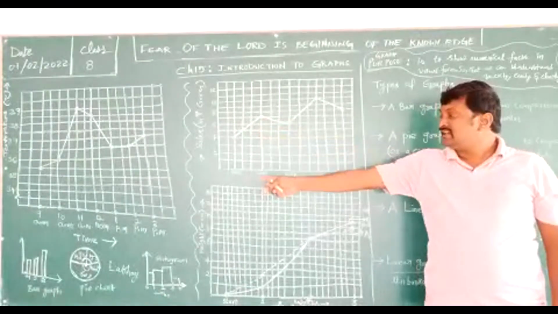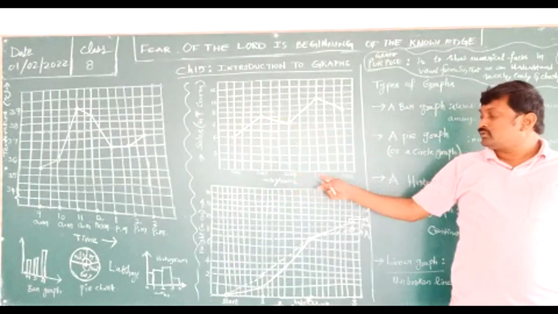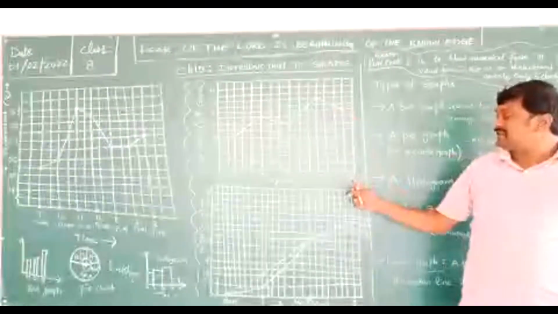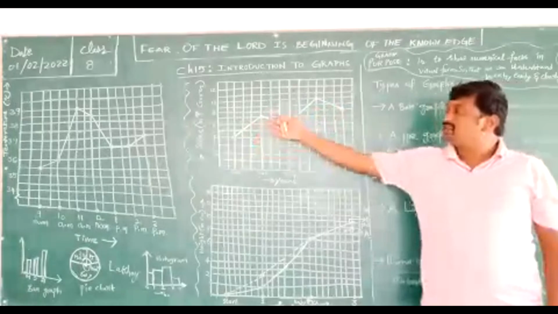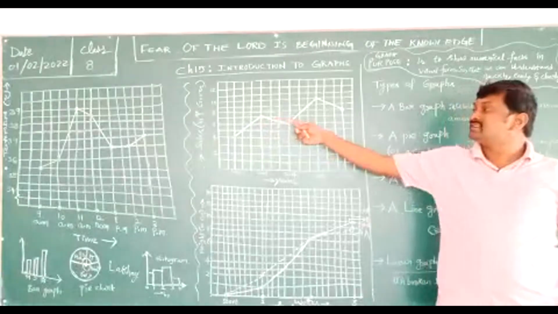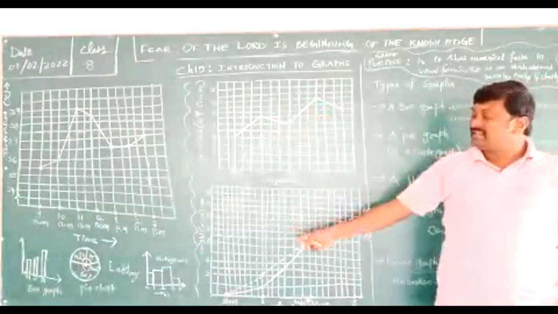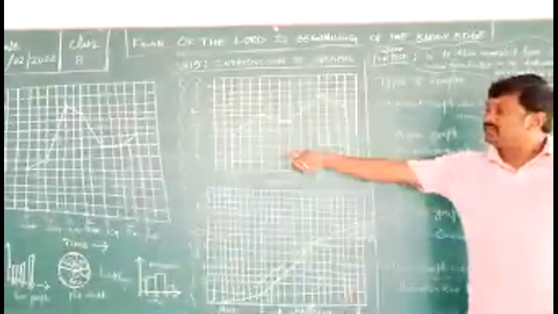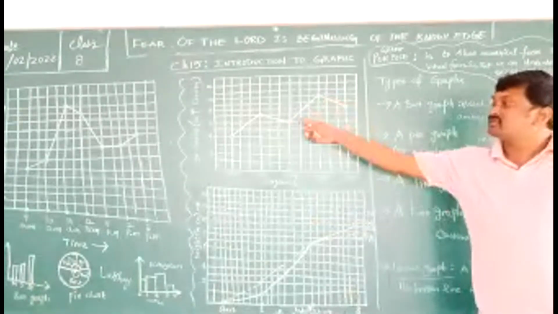From 2002 to 2003 sales increased, then from 2003 to 2004 sales decreased, then 2004 to 2005 sales increased, then 2005 to 2006 sales slightly decreased. So whichever is joined with lines, we call it a line graph. What do we call this graph? Line graph. On the board, every graph is a line graph. I hope you all understood what I said. Every graph on the board is a line graph, with the straight lines I drew.